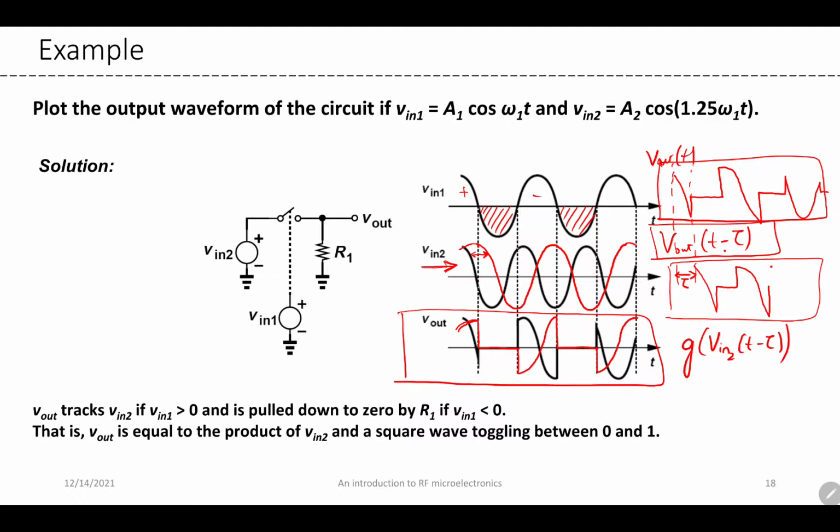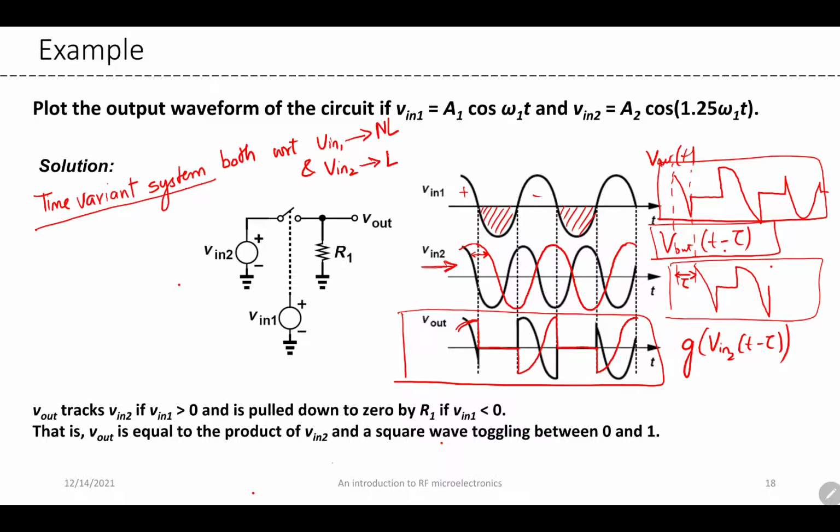So from this example, it should be clear that this system is not time invariant. It is a time variant system. Okay, it's a time variant system, both with respect to V in 1 and V in 2. So it's time variant with respect to both V in 1 and V in 2, and with respect to V in 1 it is non-linear, but with respect to V in 2 it's linear.